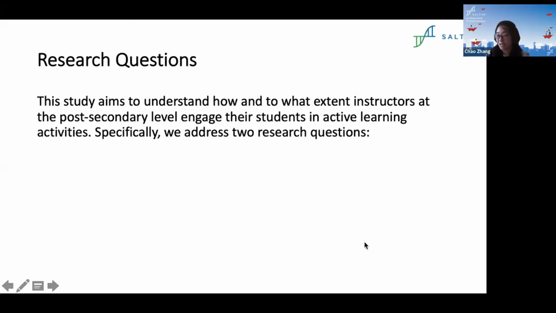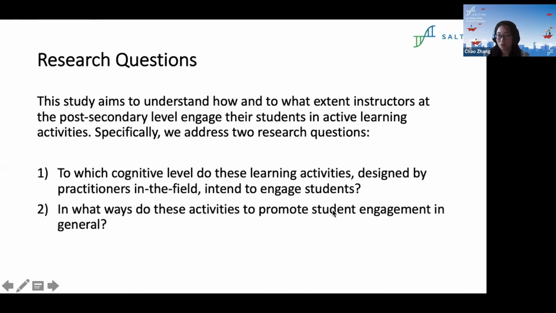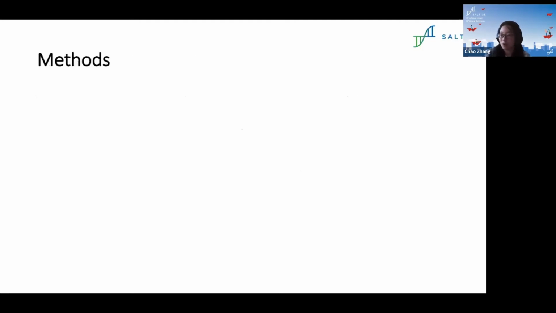So a brief exploration of the literature leads us to our two research questions. The first one is, to what cognitive level specifically do the learning activities designed by practitioners in the field intend to engage students? And the second question is, in what ways do those activities promote student engagement in general, not only focusing on the cognitive level? And now we're going to have Bojana present our methods.